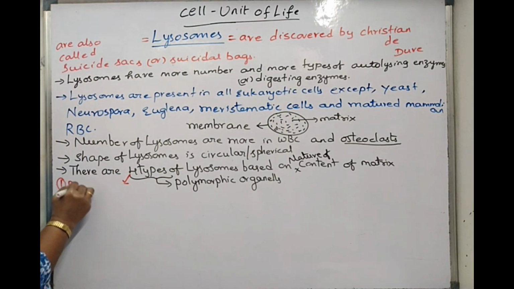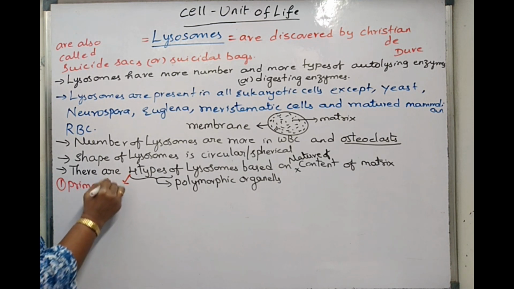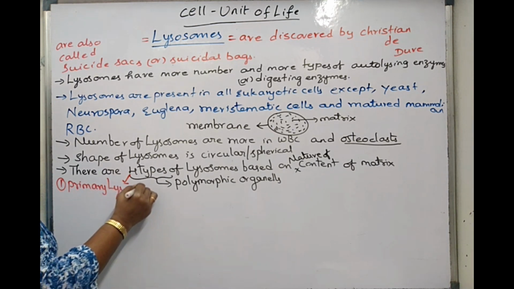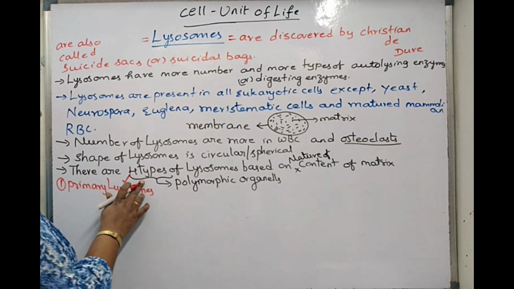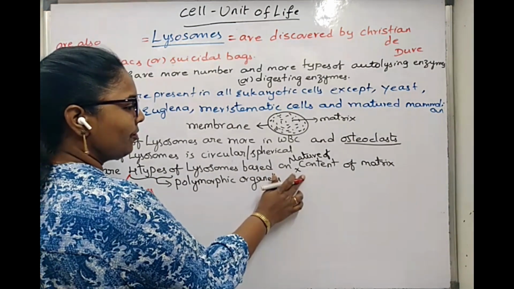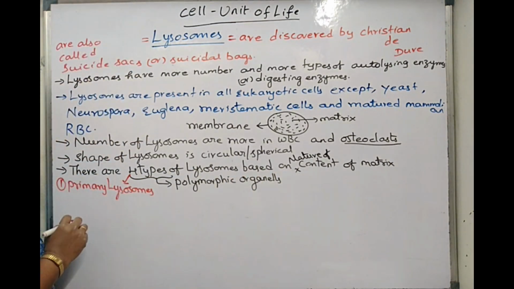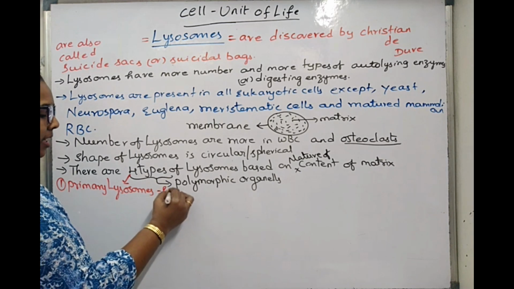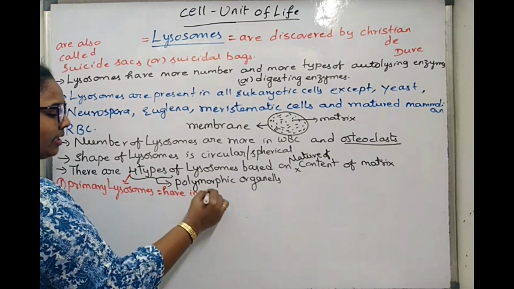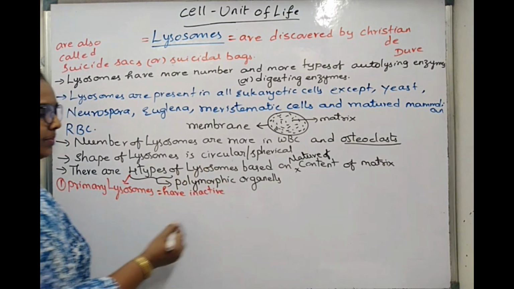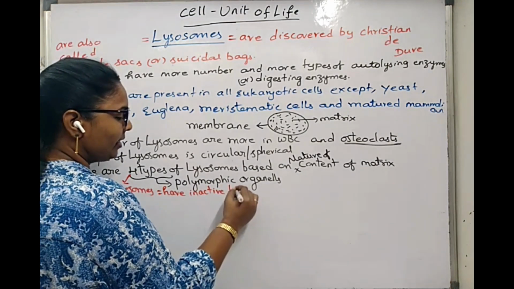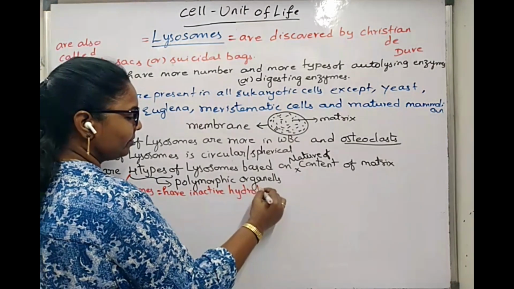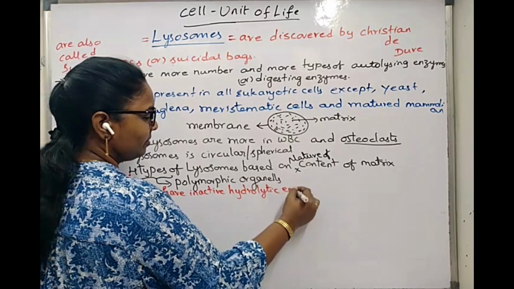First one, primary lysosomes. Since the 4 types vary based on the nature of the content of the matrix, primary lysosomes have an inactive form of digesting enzymes. Inactive, we will write, hydrolytic enzymes.